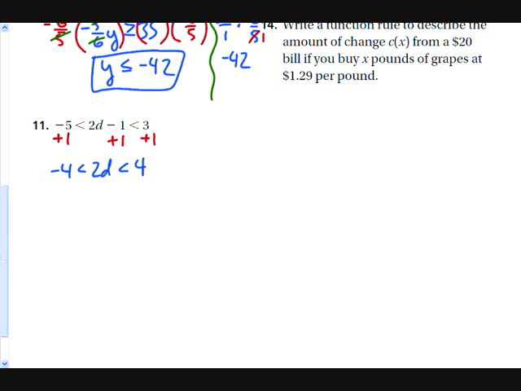And now my second step would have been to divide by 2. So I divide this side by 2. I also divide this side and this side. So I divide all three pieces by 2. That's going to give me a negative 2 is less than d, which is less than 2.